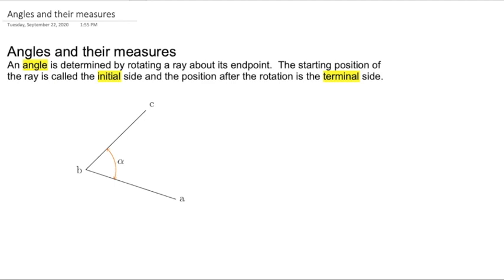So, first we need to talk about what an angle is. An angle is made by rotating a ray. Again, if you remember, a ray is a starting point and then a line from that point that goes in a direction forever and ever and ever. So if we rotate that ray either clockwise or counterclockwise, we get an angle.